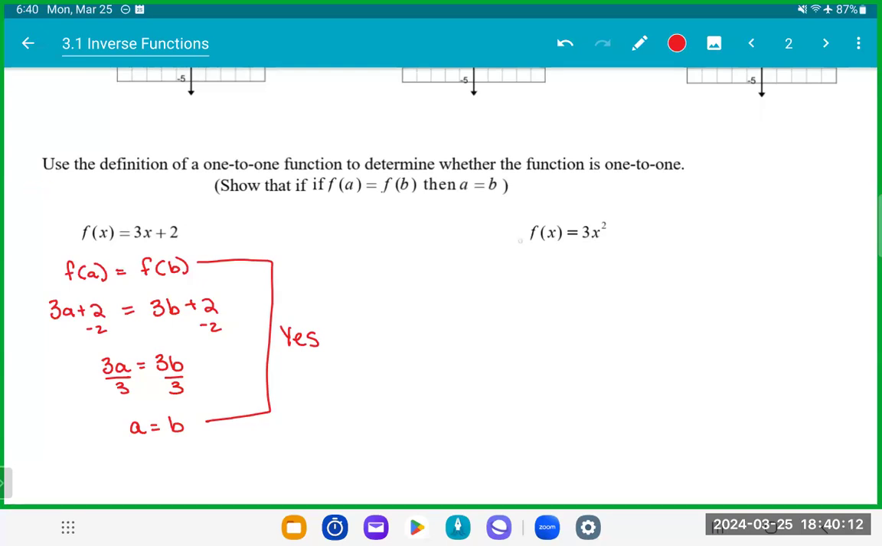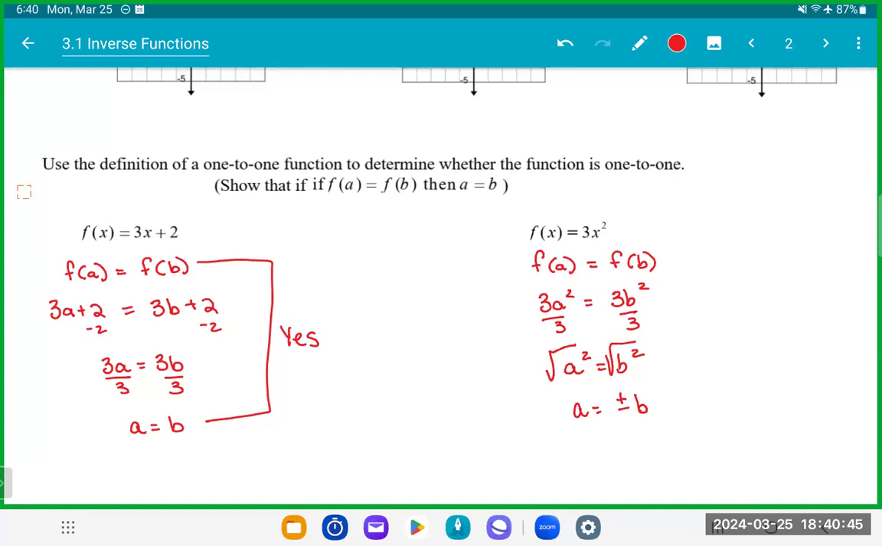Let's look at this example. So again, set f of A equal to f of B. So that gives me 3A squared is equal to 3B squared. We could divide both sides by 3, and then we get A squared is equal to B squared. Take the square root of both sides, and we get A is equal to plus or minus B, right?